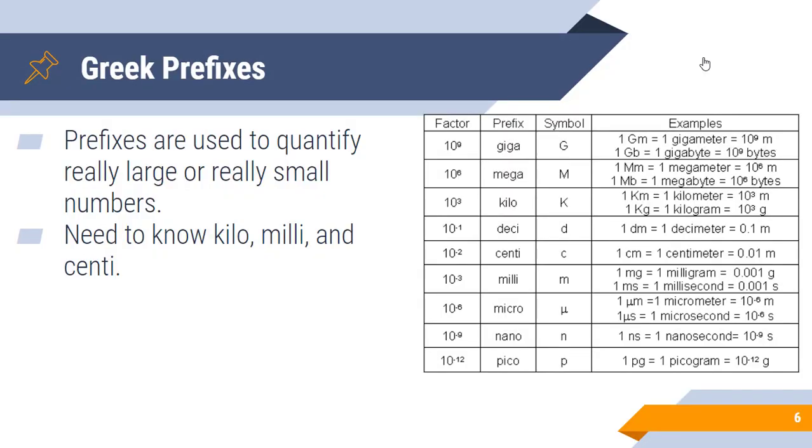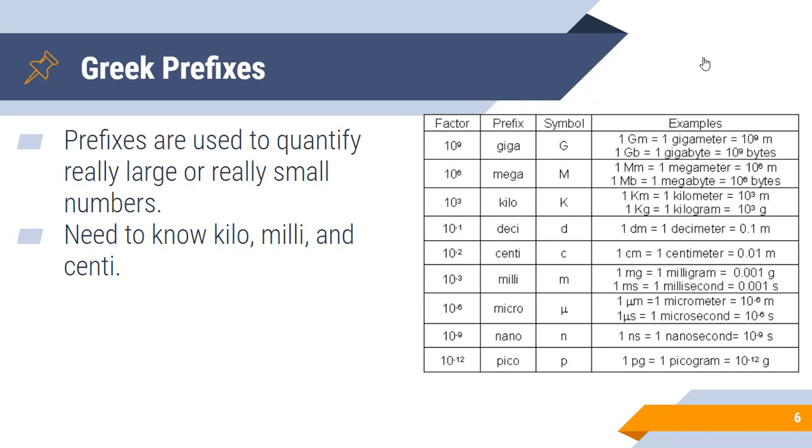Now, in order to represent numbers that are either really, really big or really small, many times we use Greek prefixes. These prefixes are used to quantify these large or small numbers. Now, the ones that I need to make sure that you know, and the ones that you will not be given, are kilo, milli, and centi. So, for example, there are 1,000 millimeters in 1 meter. The root milli means 1,000. So 1,000 millimeters in 1 meter. 1,000 milligrams in 1 gram. 1,000 milliseconds in 1 second.